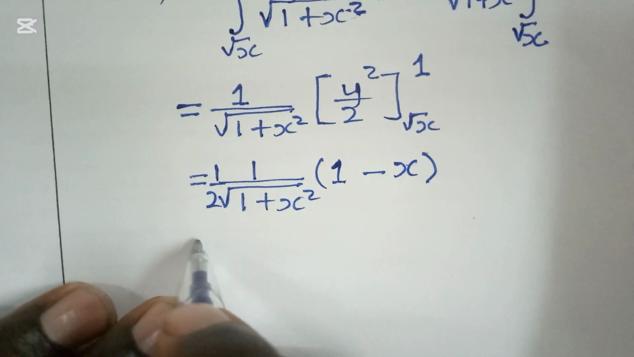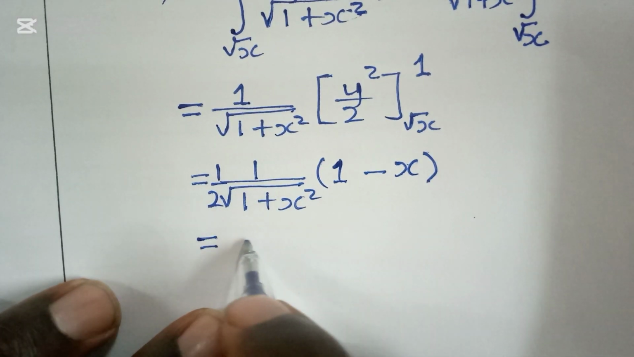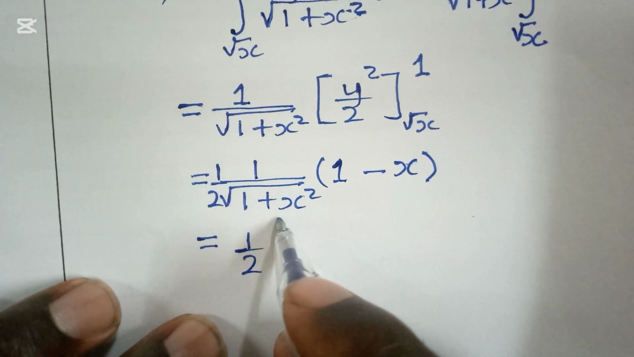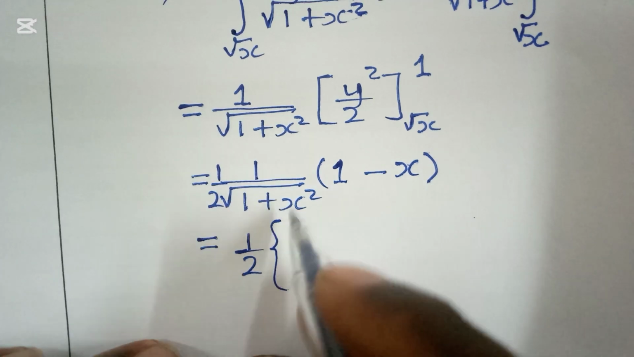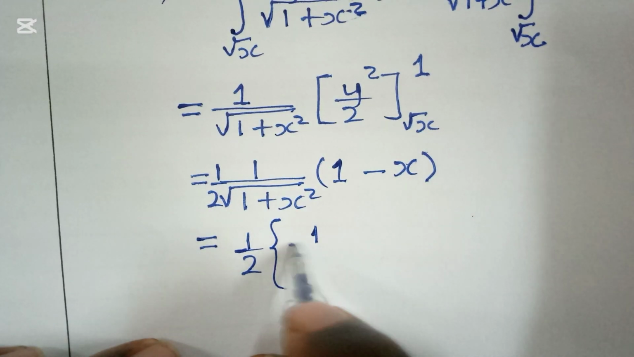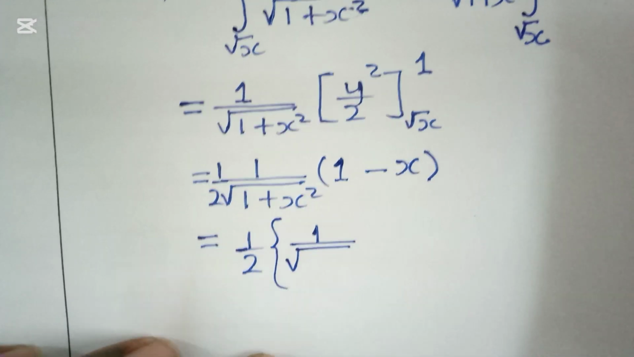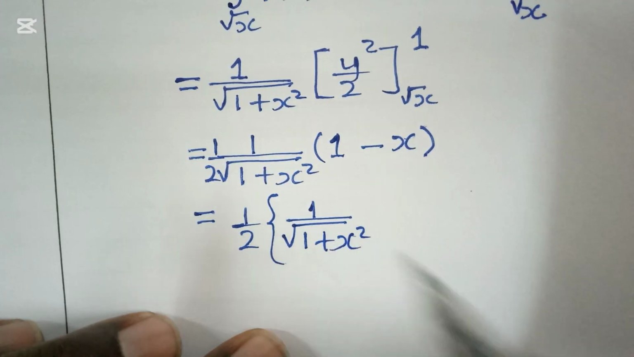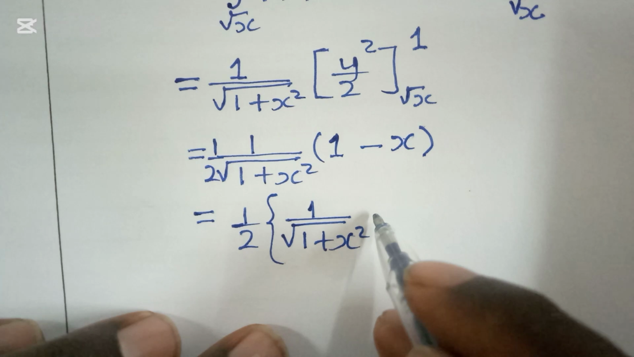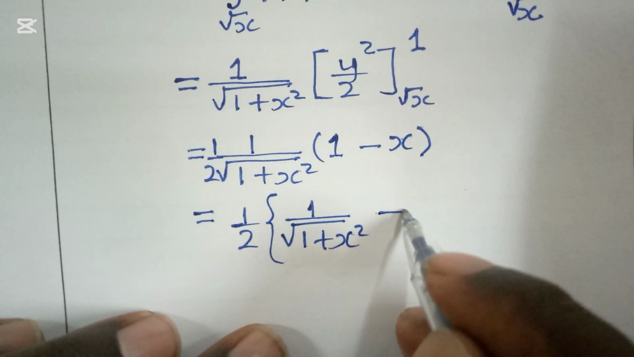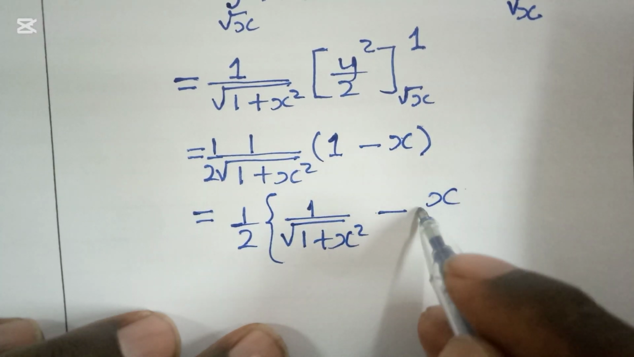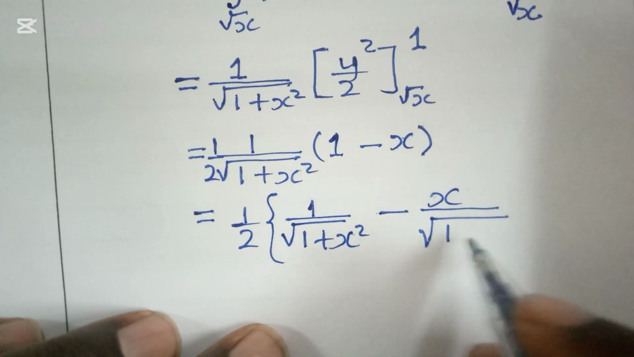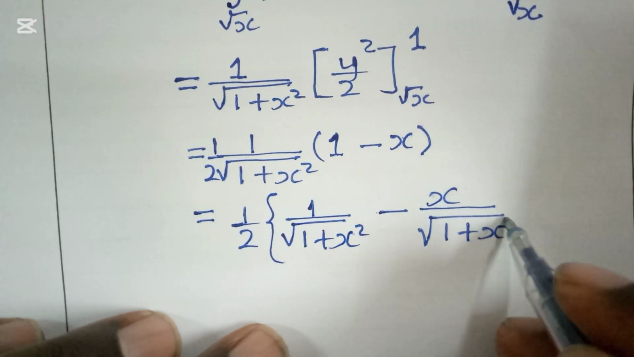So guys, we are going to have our answer as a half. We can actually put a half outside, so that we have 1 all over square root 1 plus x squared, plus, this one is going minus x all over square root of 1 plus x squared.